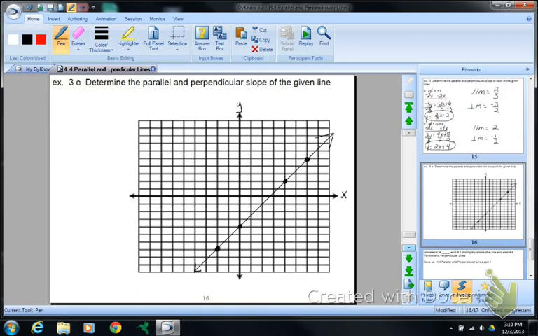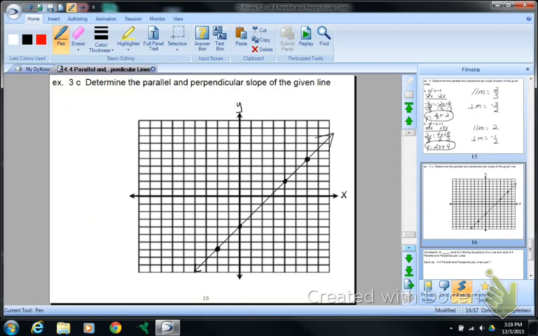Okay, example 3C. Determine the parallel and perpendicular slope of the given line. So what we have to do first is determine the slope of this line. Now, I always like to start at my y-intercept, my b. You don't have to. You could start at any given point. It doesn't really matter. We're not coming up with the equation of the line. We're just finding the slope.